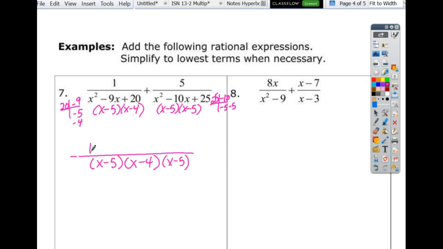So I have this one, and I have this one, so which one am I missing? So I'm going to multiply times x minus 5. Then I'm going to write the plus 5. I have this x minus 5 and this x minus 5, so what am I missing? So I'm going to get x minus 5 plus 5x minus 20, which is going to give me 6x minus 25.